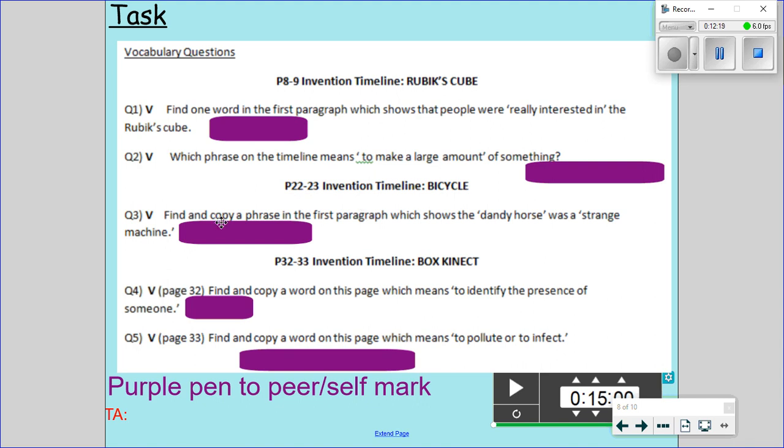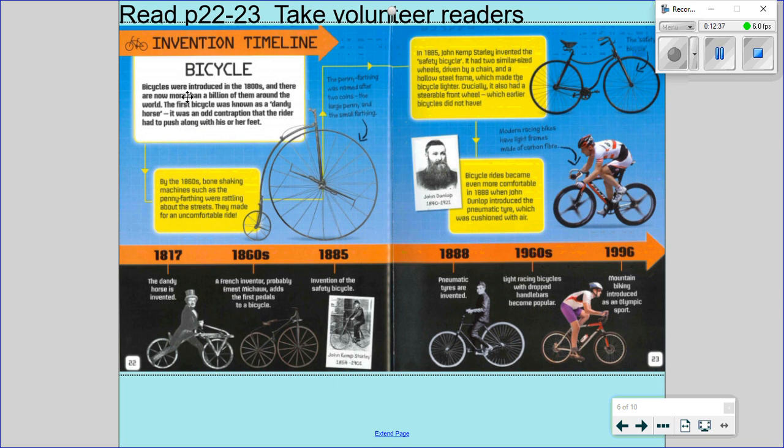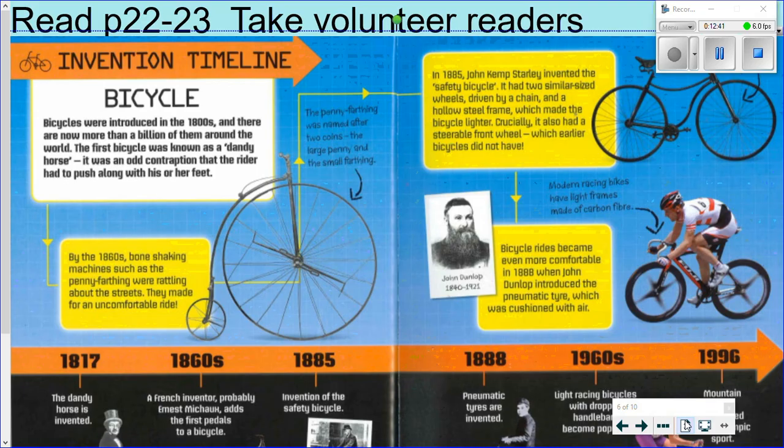So it says, find and copy a phrase in the first paragraph which shows the dandy horse, so there's some words that we can scan and look for, was a strange machine. So we want to find a phrase in that first paragraph which shows that the dandy horse was a strange machine. Okay, so looking at the first paragraph here. This one here. Can we find a word that says that the dandy horse was a strange machine?